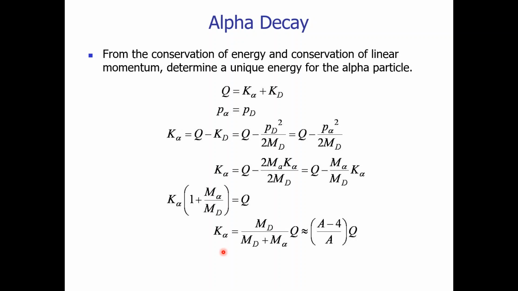It's a simple expression for the kinetic energy of the alpha particle, and we can call it the classical expression. That is, the kinetic energy of the alpha particle is simply equal to the mass of the daughter nucleus divided by the mass of the parent nucleus, the whole multiplied by the disintegration energy.